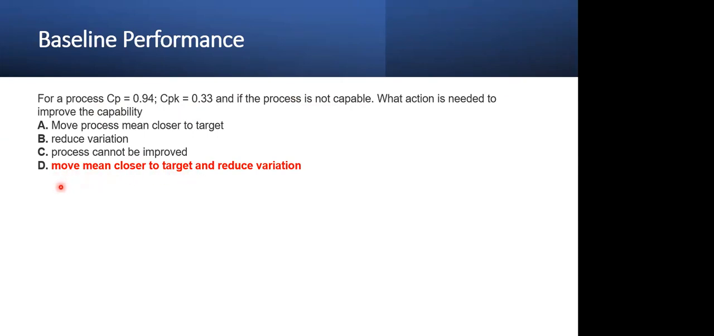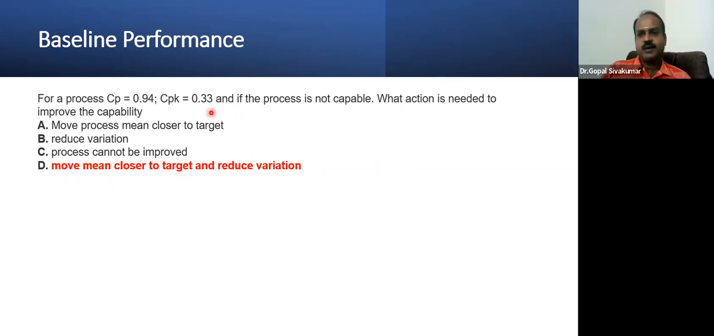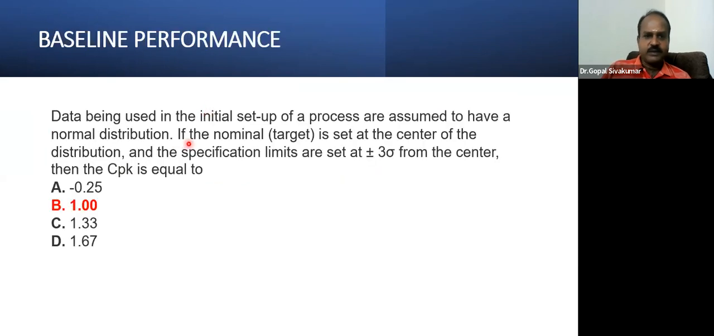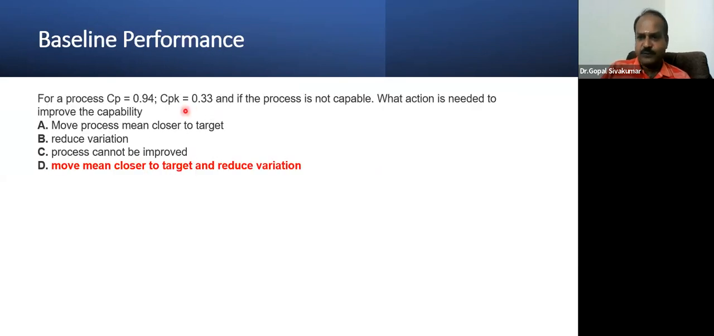Because CPK determines the mean. So it's 0.33, it's away from the mean. Good point. Slight correction. Since CPK is different from CP, it's a clear indication that your process is shifted. So you have to move the process mean closer to the target. This is statistically offering a solution.